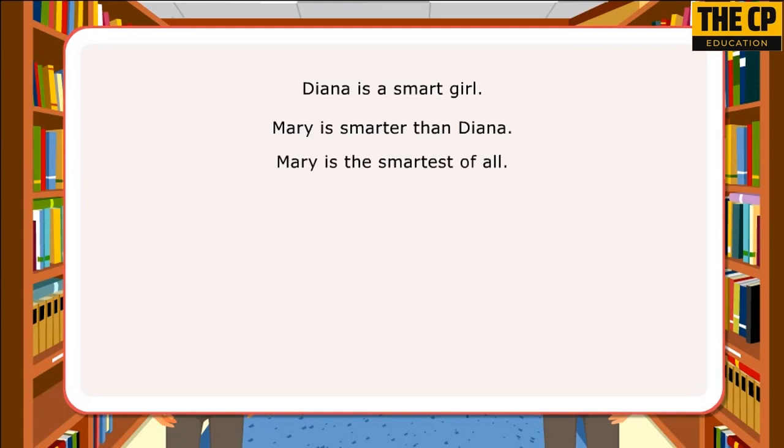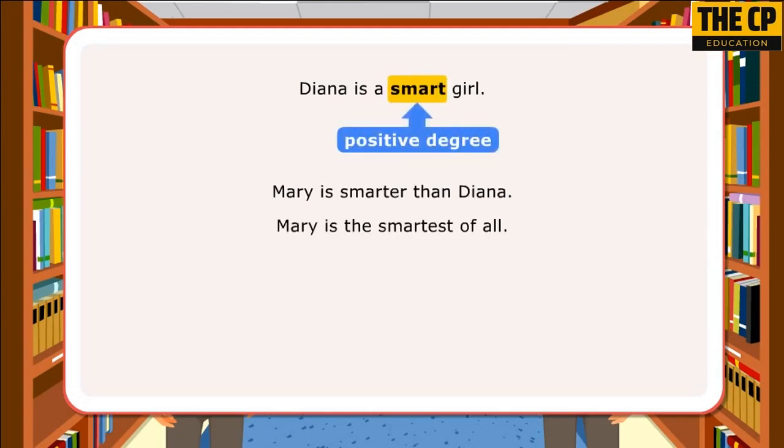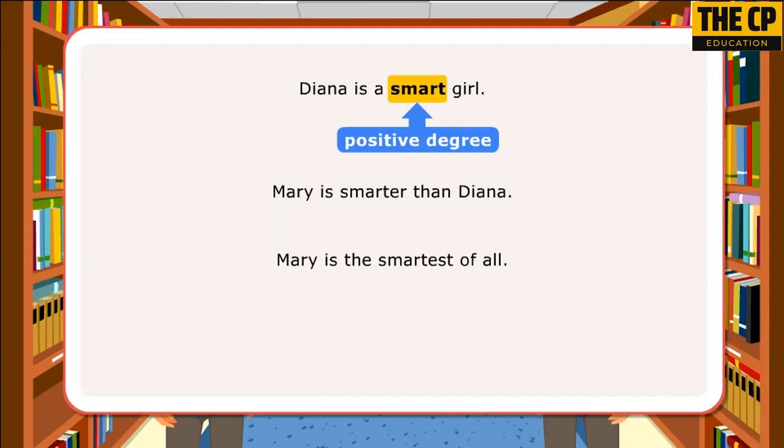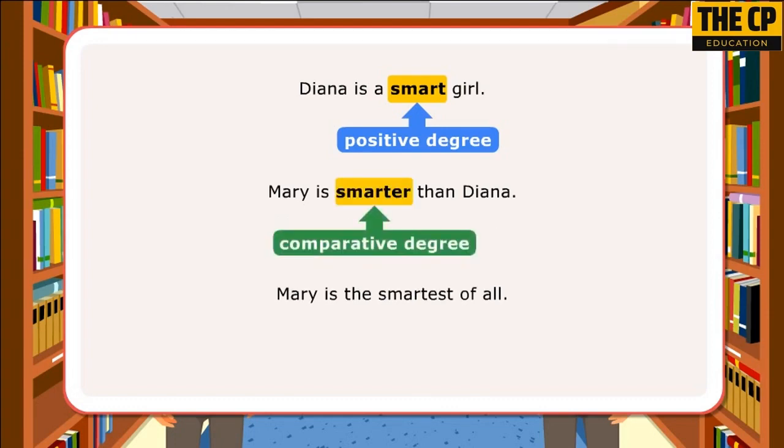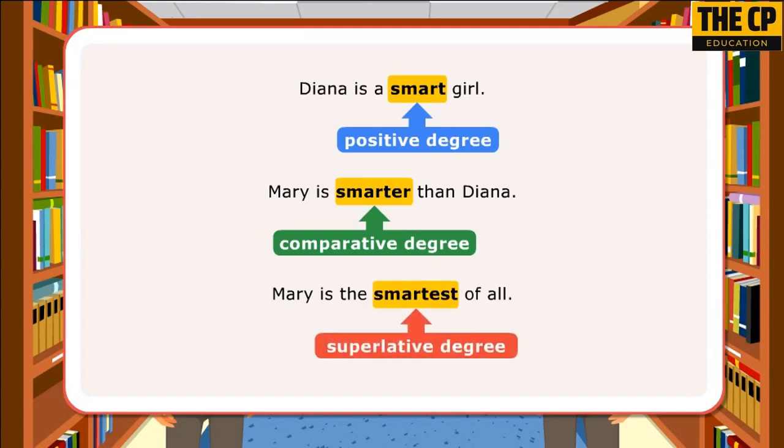In the first sentence, smart is the positive degree of comparison since it refers to only the presence of the quality of being smart. In the next sentence, smarter is the comparative degree as it helps in comparing Mary and Dinah and stating that Mary has more quality of smartness than Dinah. In the third sentence, smartest is the superlative degree, since it tells that Mary has the highest degree of quality of smartness.